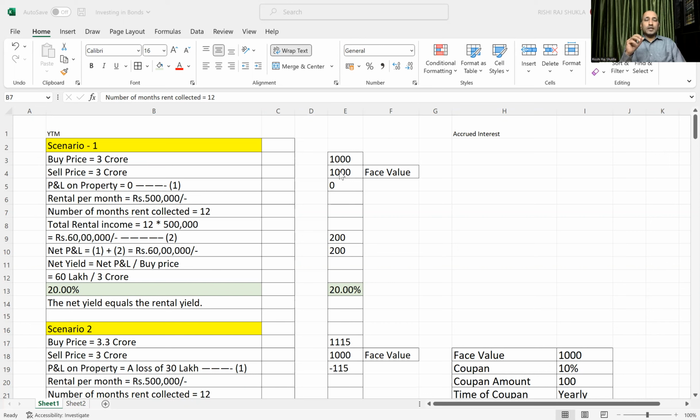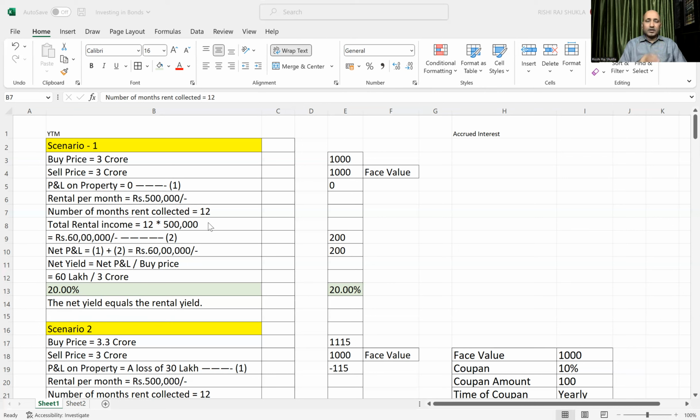Now, how much will be the net yield? Net yield will be equal to net profit and loss divided by buy price. So here, net profit and loss is 60 lakh divided by 3 crore. So it will be 20% as per assumption.